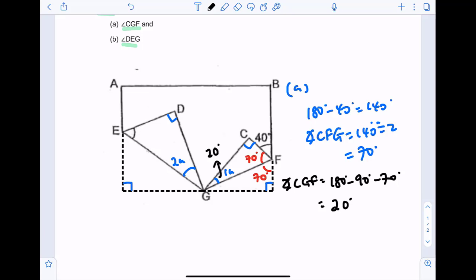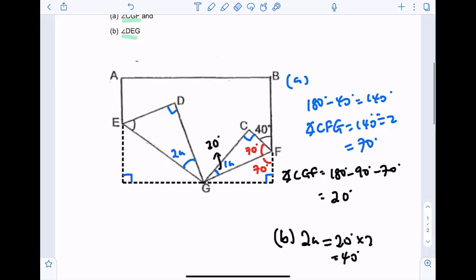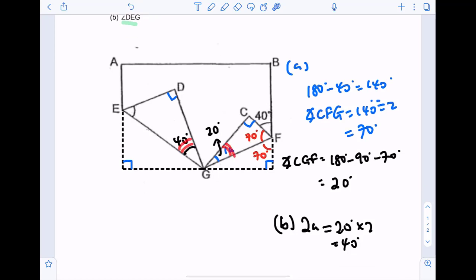Take note of that. Now next up, in part B, we are supposed to find angle DEG over here, this asterisk here. Now it will help if you can find this angle DGE first. So DGE is 2 units. That will be 20 times 2, 40 degrees. So inside here we will put 40 degrees. Why? Again, because this is 1 unit, this was 2 units. So if this is 20, this will be 40.